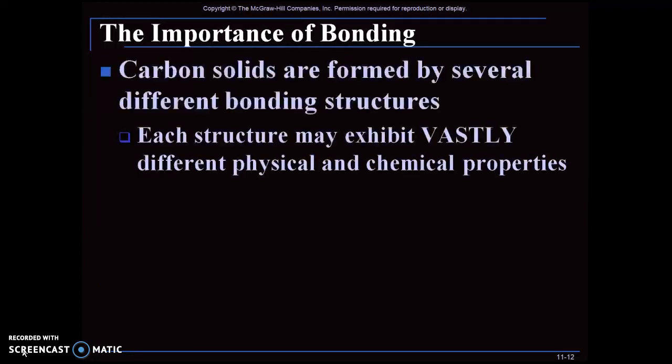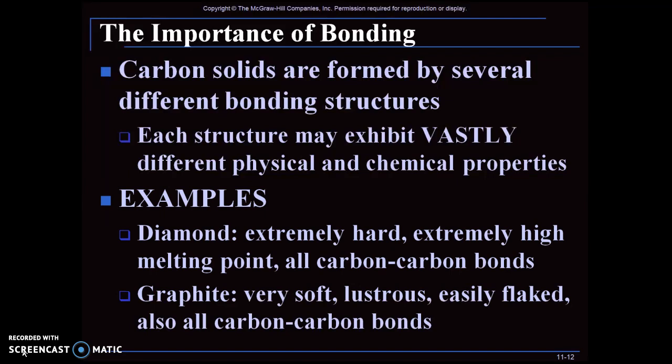The importance of bonding: carbon solids are formed by several different bonding structures. Each structure may exhibit vastly different physical and chemical properties, and based on what type of structure it forms, it could be the hardest material on earth, or it could be very fragile, even to the touch of a nail. So carbon solids formed by covalent bonds will differ in their performance. One example is diamond. We all know that diamond is extremely hard with an extremely high melting point, and all carbon-carbon bonds. Diamond is the hardest material existing on earth.